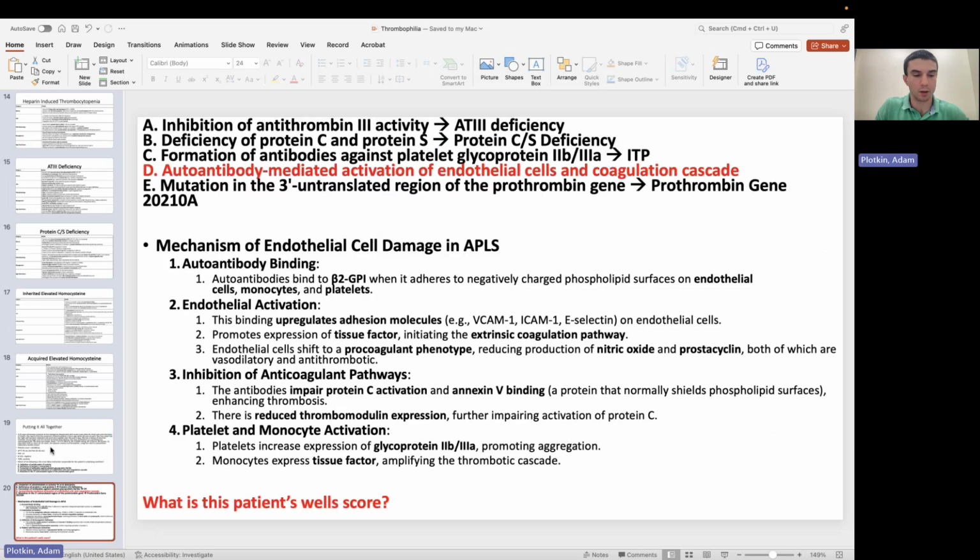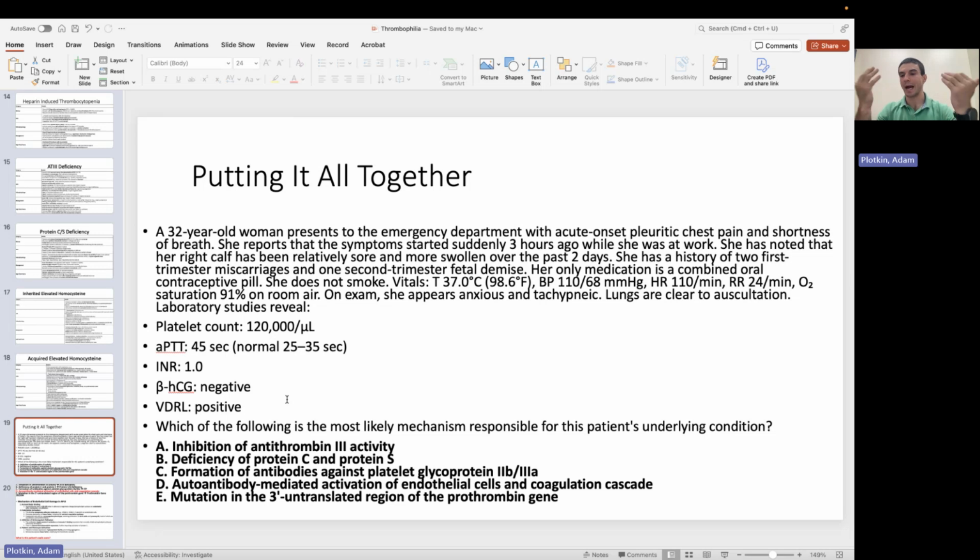So when I look at Wells score, I have it memorized. I think it might be worthwhile to memorize it for USMLE and just for the rest of your life. I break it down into 3 different categories. There's 2 things that give me 3 points. There's 3 things that give me 1.5 points, and then there's 2 things that give me 1 point.